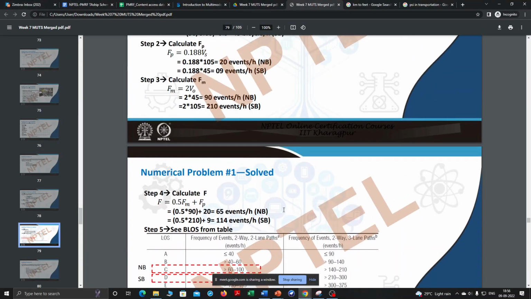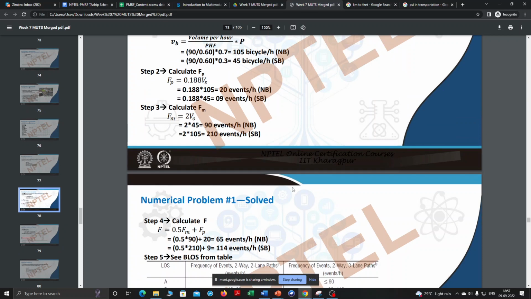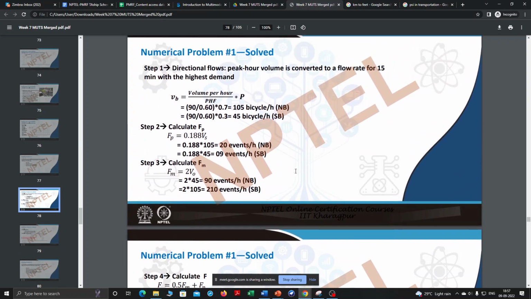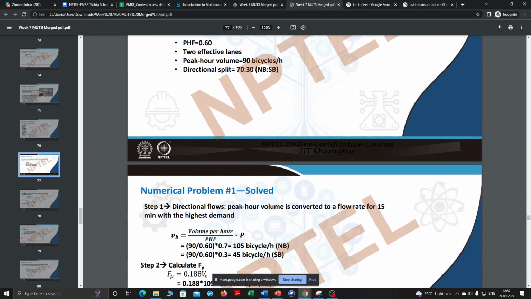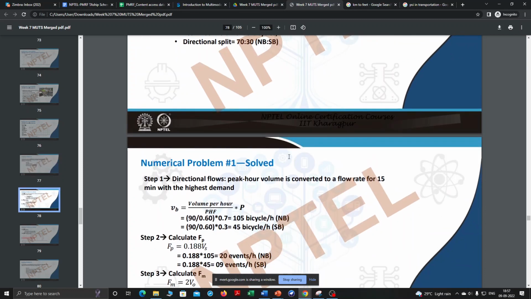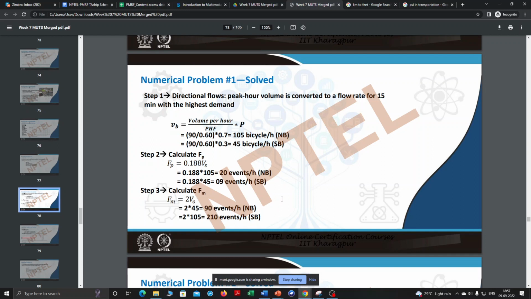FP is 0.188 into Vs, right? So what is your Vs? Vs is northbound, total 70% is northbound. That 70% traffic is 105 vehicles. So your Vs is 105. Then you multiply it with 0.188. So you will get your FP in the northbound direction. And along the southbound direction, it will be 45 into 0.888.